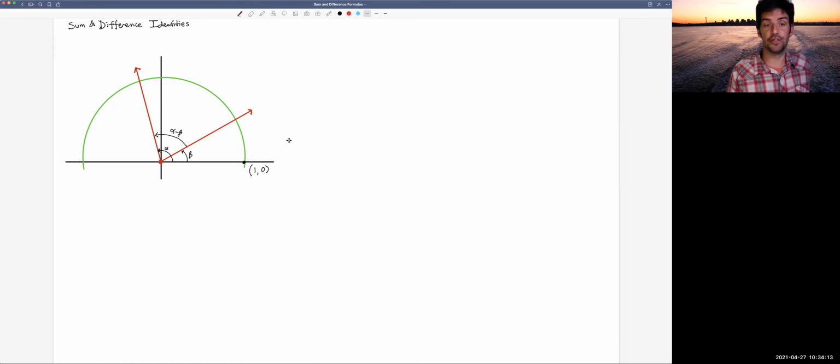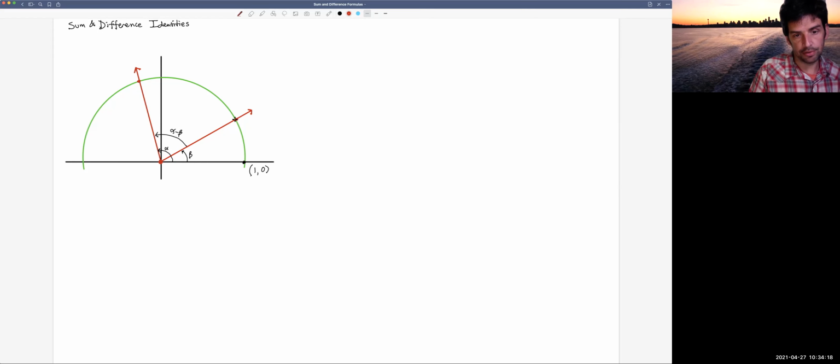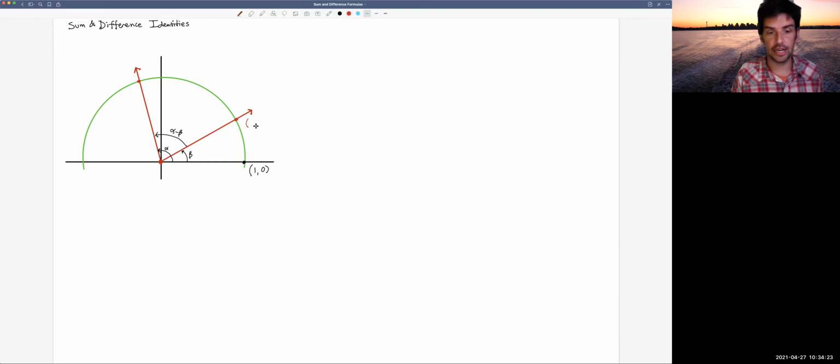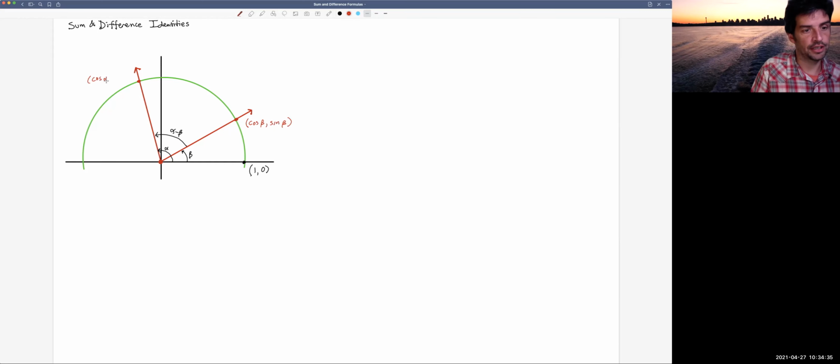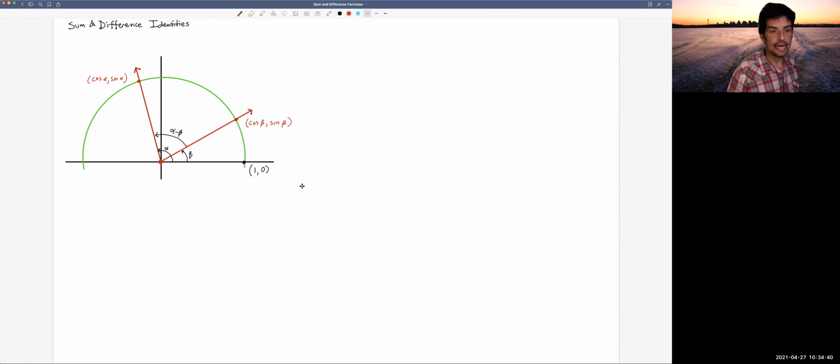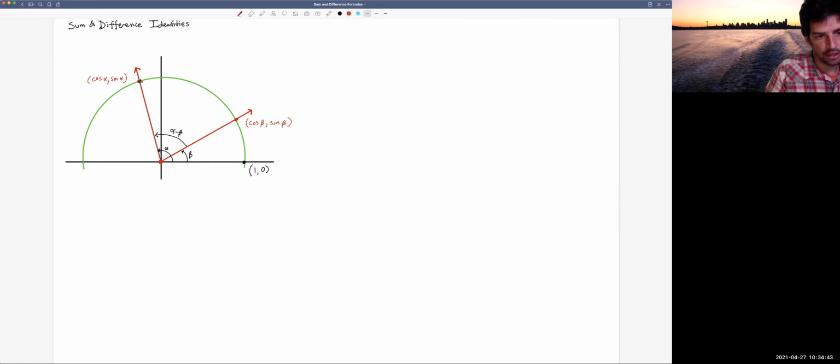So now with those three angles there, I want to label a couple of points. From our trig definitions, we know where this first ray intersects the unit circle. Its x coordinate will be cosine of beta, and its y coordinate will be sine of beta. This one will be similar, cosine alpha, sine alpha. And then I'm going to draw a line across connecting these two points.